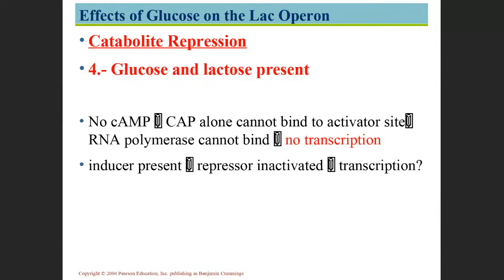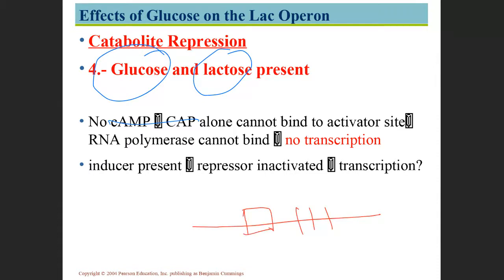Glucose and lactose are present. Okay, now we have both. So we don't have the CAP-cAMP, but we do have the repressor. And again, you don't have to know this much detail. I just thought that if you want to understand it, it is easy to understand if you explain every single scenario.